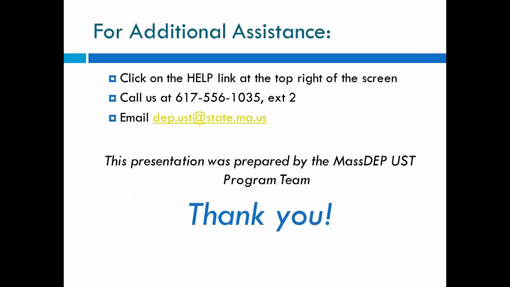This concludes our instruction on how to become a user in the new MassDEP Underground Storage Tank Data Management System. Additional written guidance is available through the Help link found in the black toolbar at the top right side of the main page, or by contacting the Underground Storage Tank Program Help System by calling 617-556-1035, extension 2, or by sending an email to dep.ust@state.ma.us. This video has been prepared by the MassDEP Underground Storage Tank Program team.